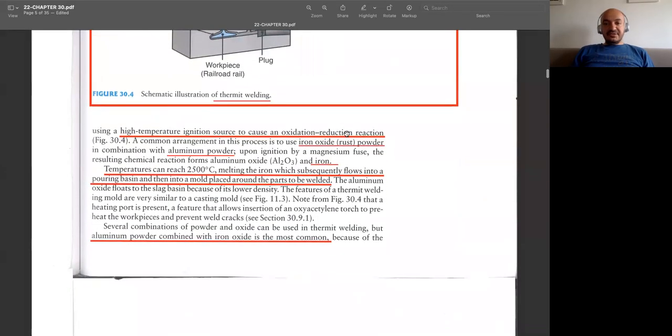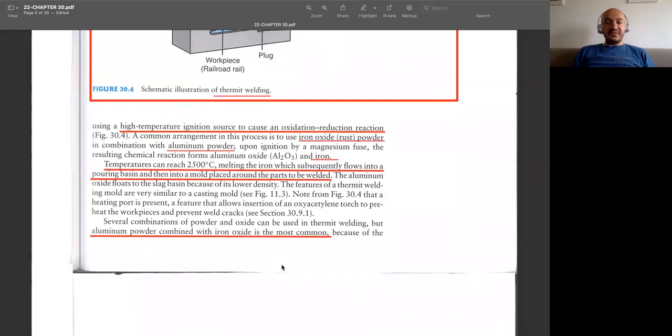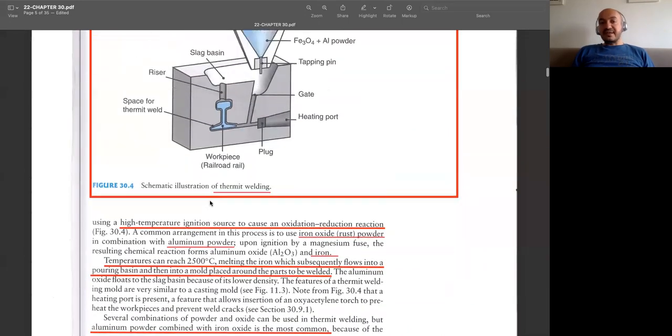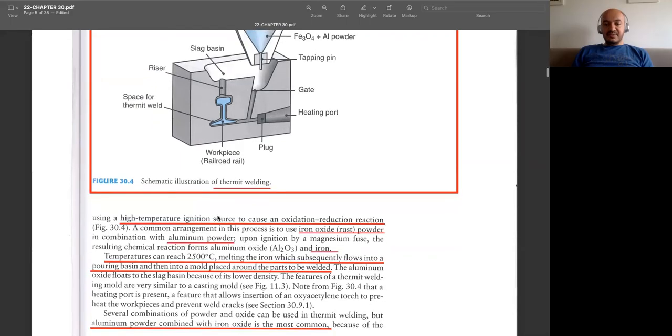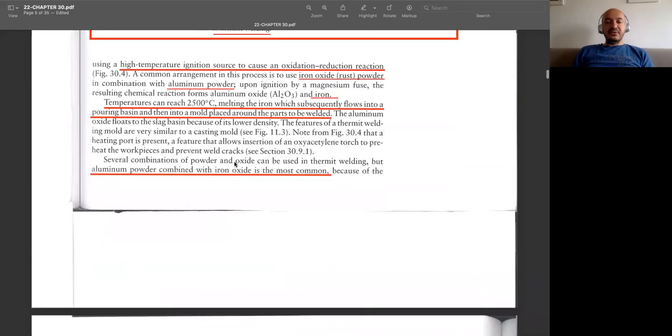And in this, the most common type of actually powders are aluminum and iron oxide. And that is actually much easier to do with them. So that's why they are highly utilized. And during this process, obviously we need to melt iron, and that's why actually temperatures are increased to very high levels. But the process itself is not that complicated.